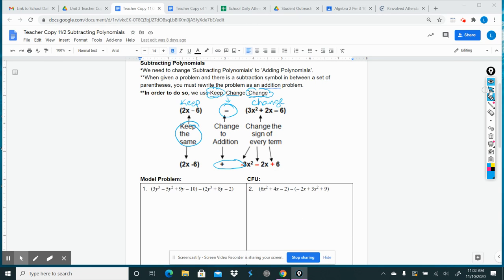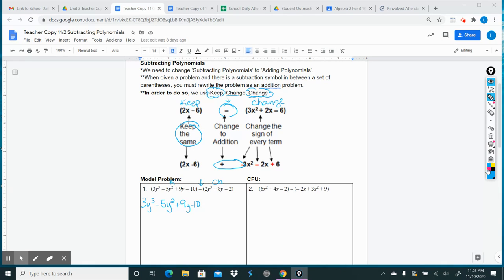All right, so I'm going to work on this model problem, then I'll give you a pause and I'll do the check for understanding. You can pause the video and work on it on your own and then come back. So we have two polynomials. We see a minus sign in the middle. So that means we need to keep and then change all the signs to their opposite. So we keep the first polynomial exactly the same. We rewrite it exactly the way it is. We don't touch anything. And that's that.